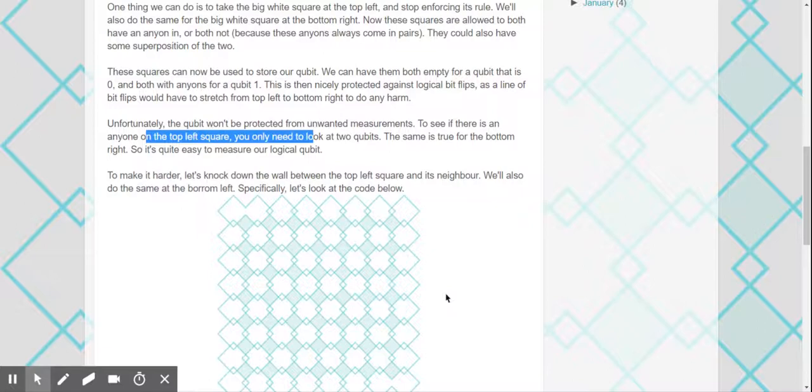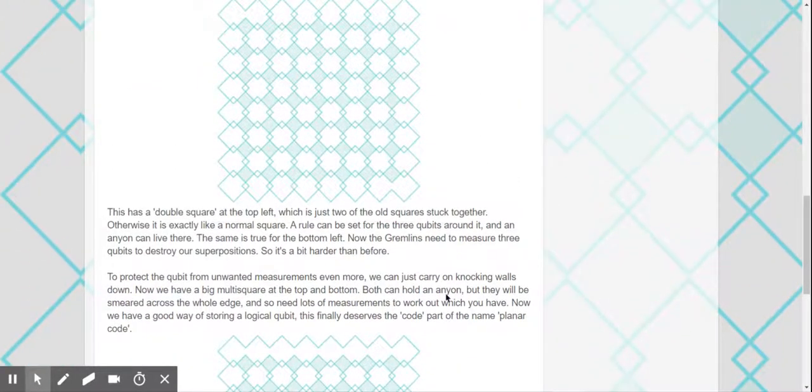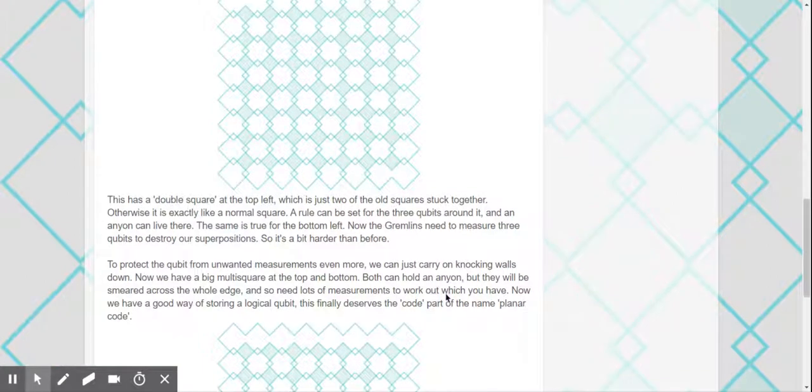To make it harder, let's knock down the wall between the top left square and its neighbor. We'll also do the same at the bottom left. Specifically, let's look at the code below. This has a double square at the top left, which is just 2 of the squares stacked together. Otherwise, it's exactly like a normal square. A rule can be set for the 3 qubits around it, and an anion can live there. The same is true for the bottom left. Now the gremlins need to measure 3 qubits to destroy our superpositions, so it's a bit harder than before.